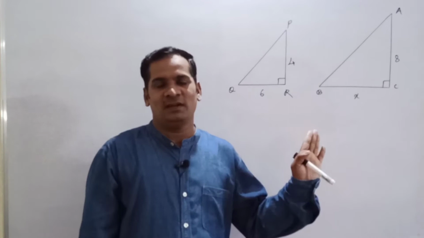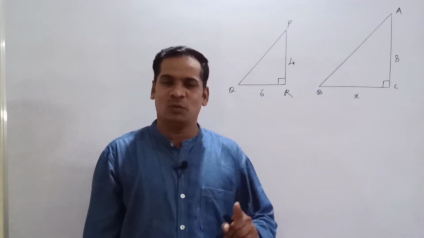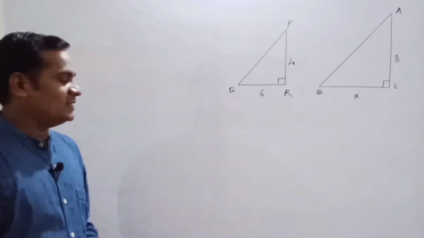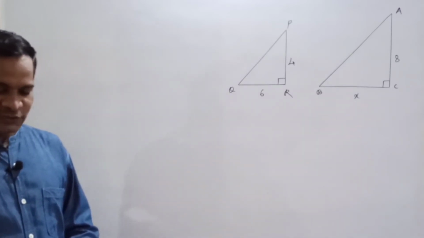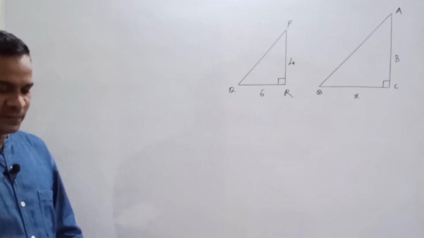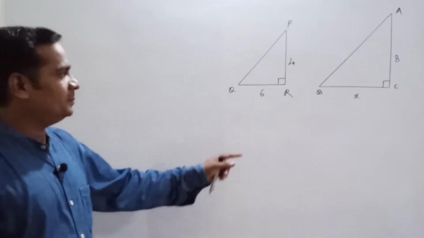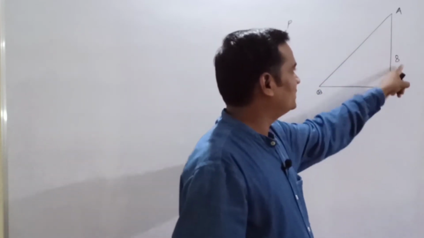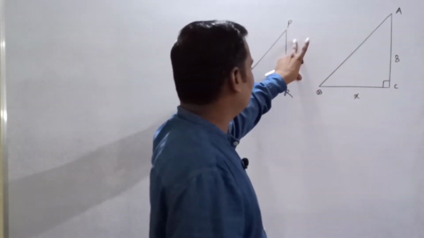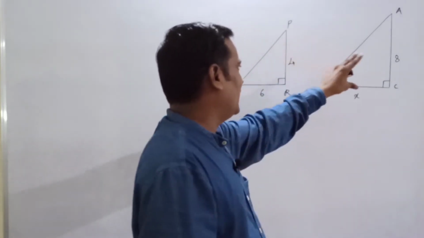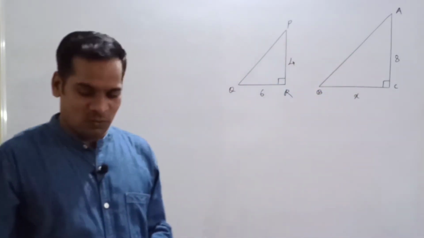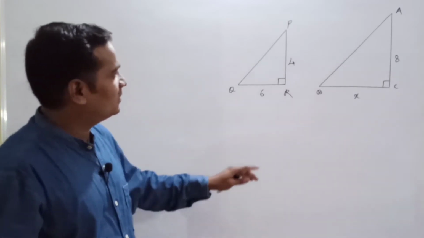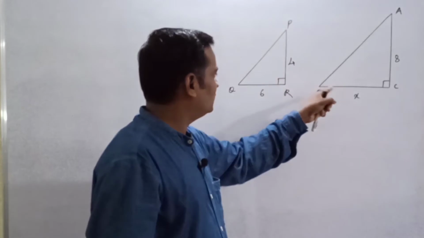So this is question number 3 from the practice set number 1.3. So what is there in a figure? The question is that, as shown in a figure, two poles of height 8 meter and 4 meter. Now this AC is the height of the first pole and this PR is the height of the second pole, and that height is given in meter. Both are perpendicular to the ground.